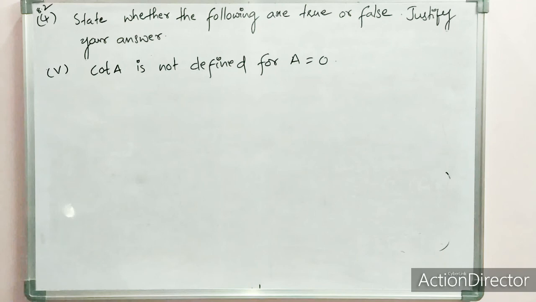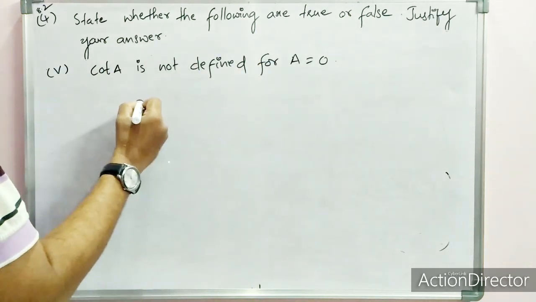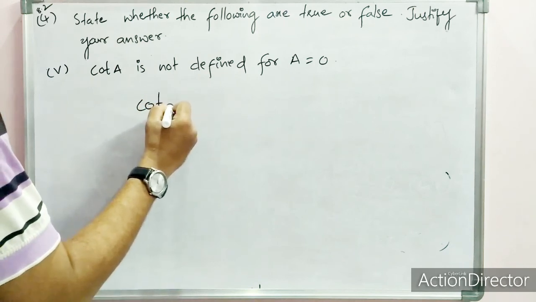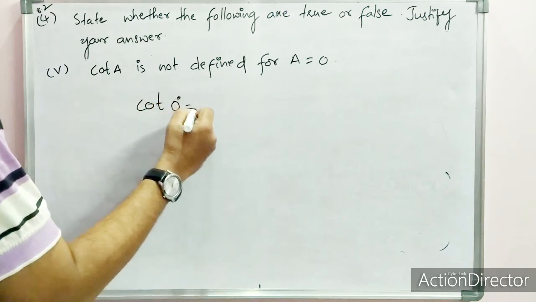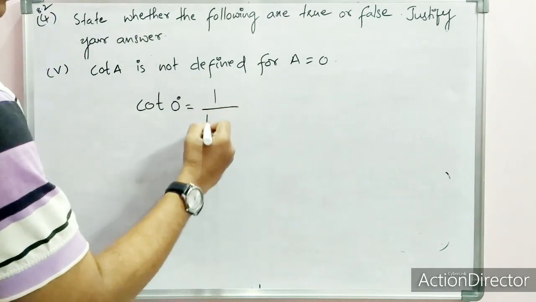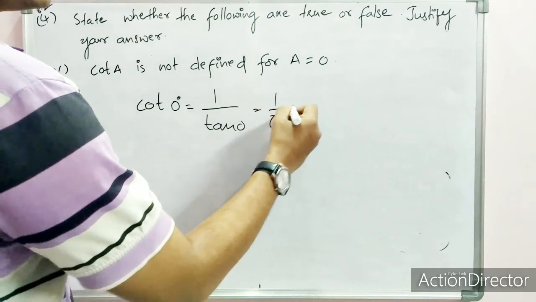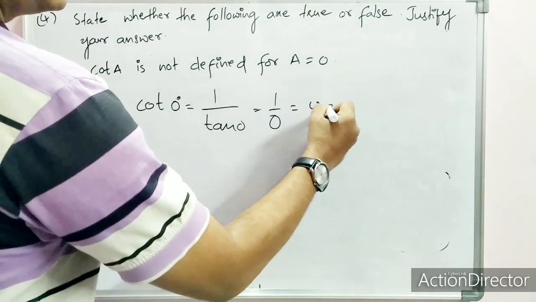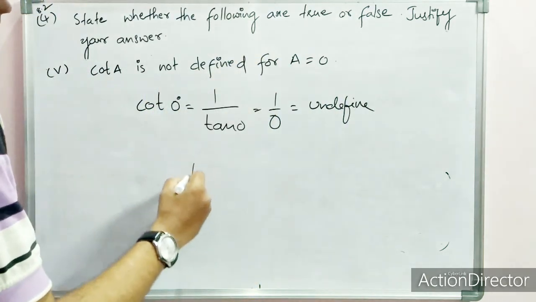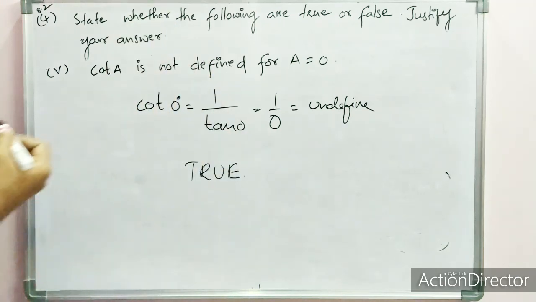Now, cot A is not defined for angle A equal to 0. You check it: suppose cot 0. So cot 0 is the reciprocal of tan 0, that is 1 by tan 0. So tan 0 is 0, and 1 by 0 is undefined. Therefore, the given statement is a true statement. So this is up to this exercise.